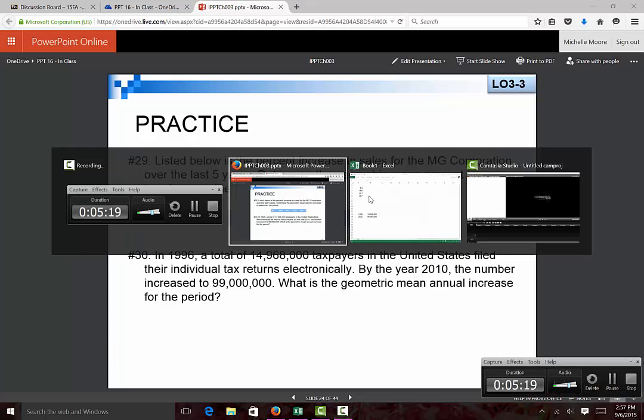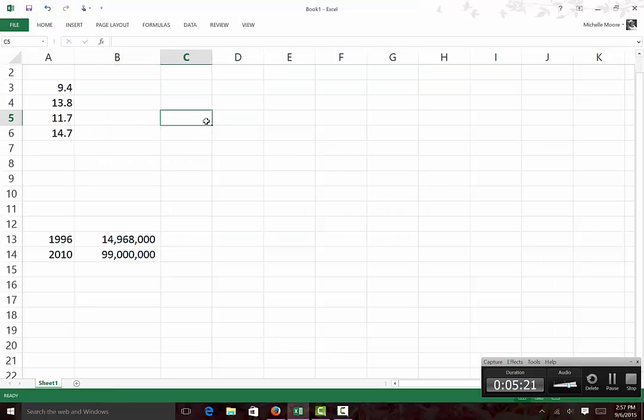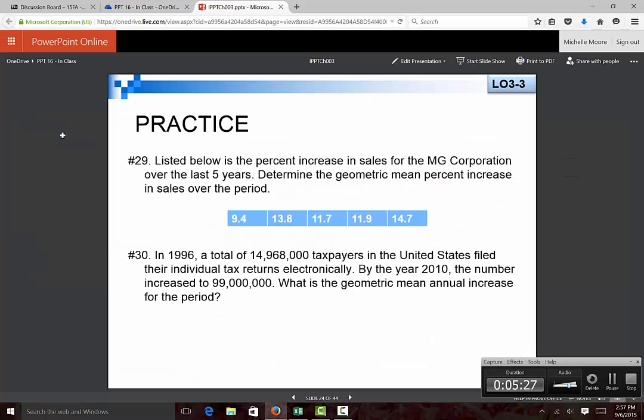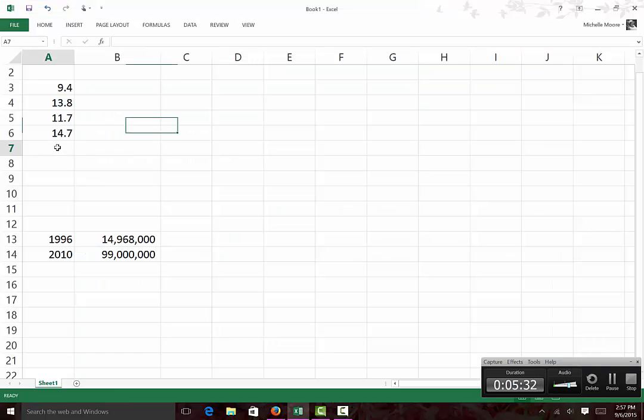So over here in Excel, we can see our, oh, there's only 4 points there. What am I missing? 14, 11, oh, 11.7 and 11.9. I missed the 11.9. Okay, so here are our 5 different percents.